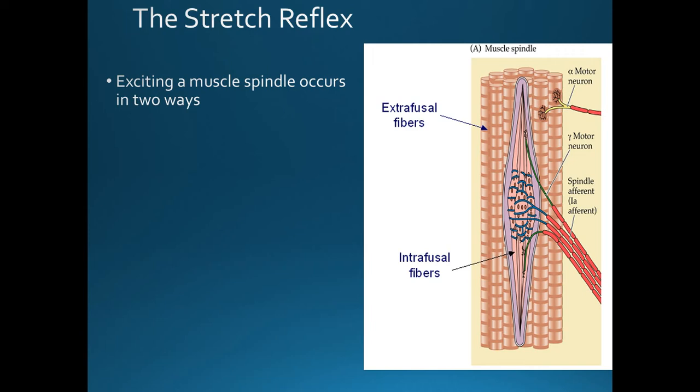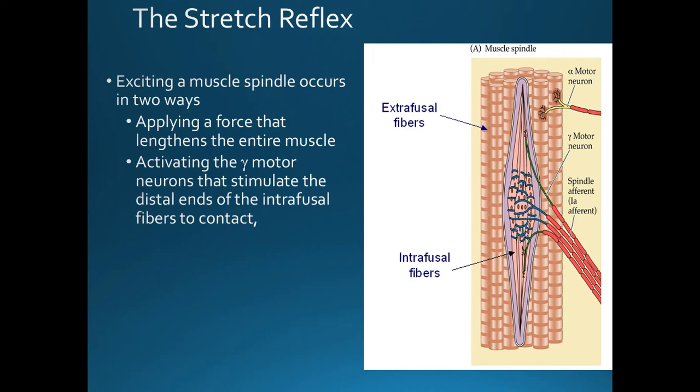Exciting the muscle spindle occurs in two ways. One, applying a force that lengthens the entire muscle. Two, activating the gamma motor neuron that stimulates the distal ends of the intrafusal fibers to contract, thus stretching the mid portion of the spindle, called internal stretch.